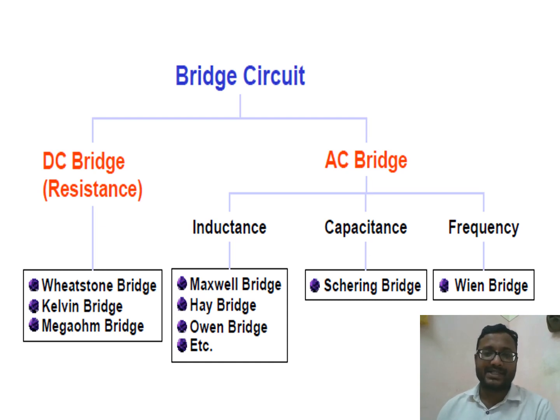Coming to the AC bridge, it can be divided into three categories: inductance, capacitance, and frequency. By using the AC bridge, we can calculate the inductance value, capacitance value, and frequency value. Under inductance, we have Maxwell's bridge, Hay's bridge, Owen bridge, etc. Under capacitance, the Schering bridge, and under frequency, the Wien bridge. These are the different types of AC bridges.